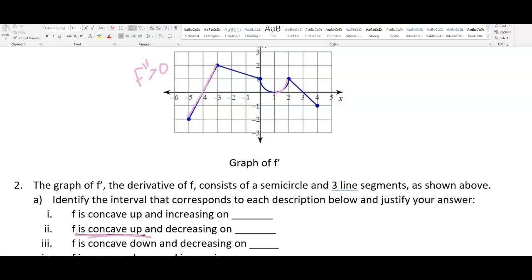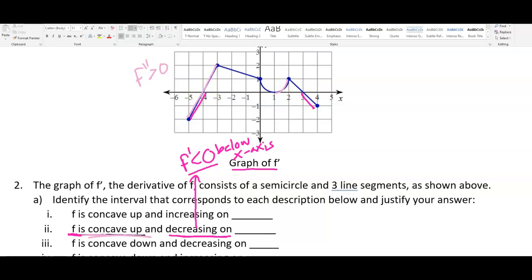Now, where is f concave up and decreasing? Well, f is decreasing when f prime is negative. In other words, when the slope of f is negative, right? Well, when we're looking at a graph of f prime, how can you tell where f prime is negative? That would be where it is below the x-axis. So now we're looking for places where it's below the x-axis. That would be here and here.